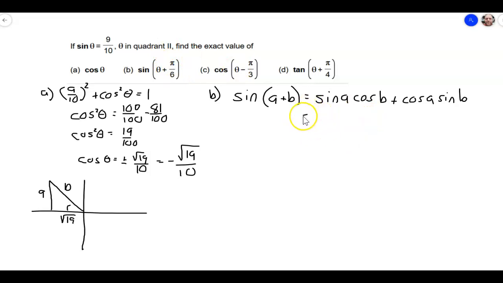So let's go ahead and write this out. So this is the sine of theta times the cosine of, here's our B, pi over 6, plus the cosine of theta times the sine of pi over 6. And excuse my writing. All right, so this is equal to, we know the sine of theta is 9/10.